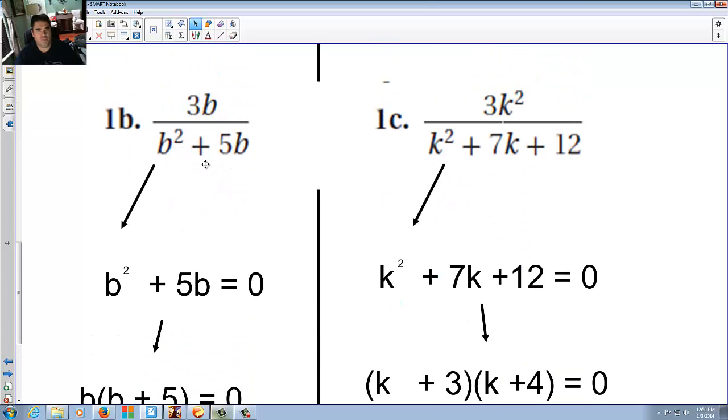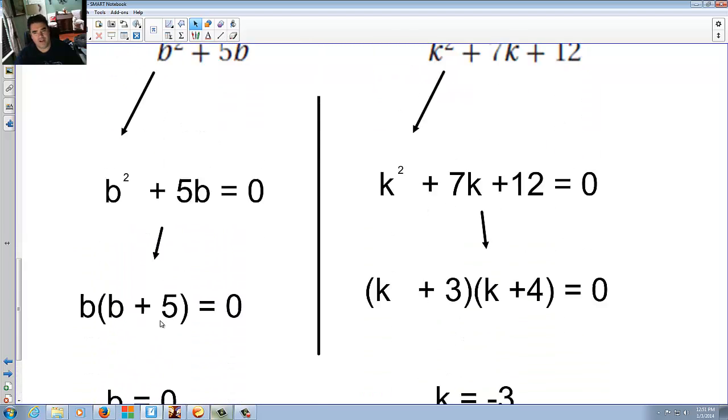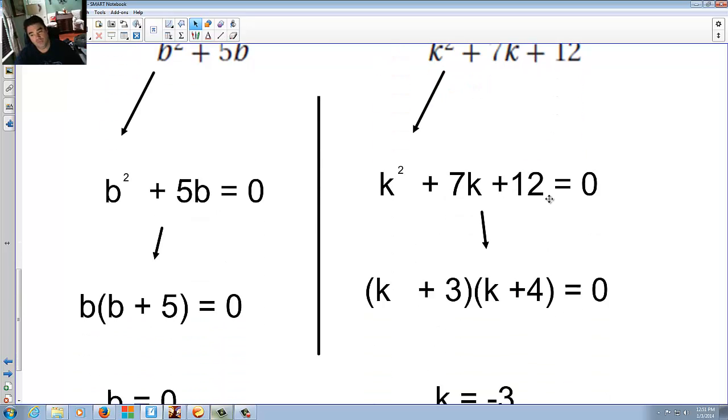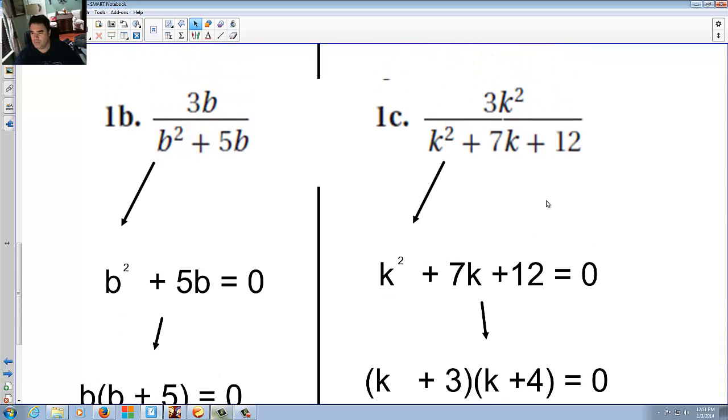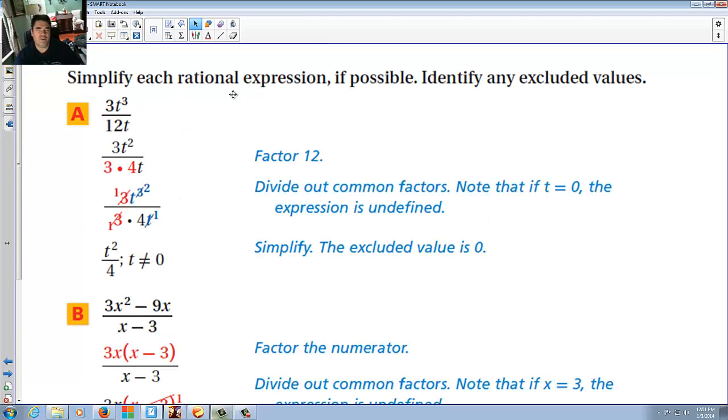Hopefully for the first one you split the b out, so the b comes out and leaves b plus 5. So b could either be 0 or negative 5. And the other one, k squared plus 7k plus 12, you can get k plus 5 and k plus 2. Excuse me, k plus 3 and k plus 4. Sorry about that. And that means your k's can be negative 3 or negative 4. There you have it.